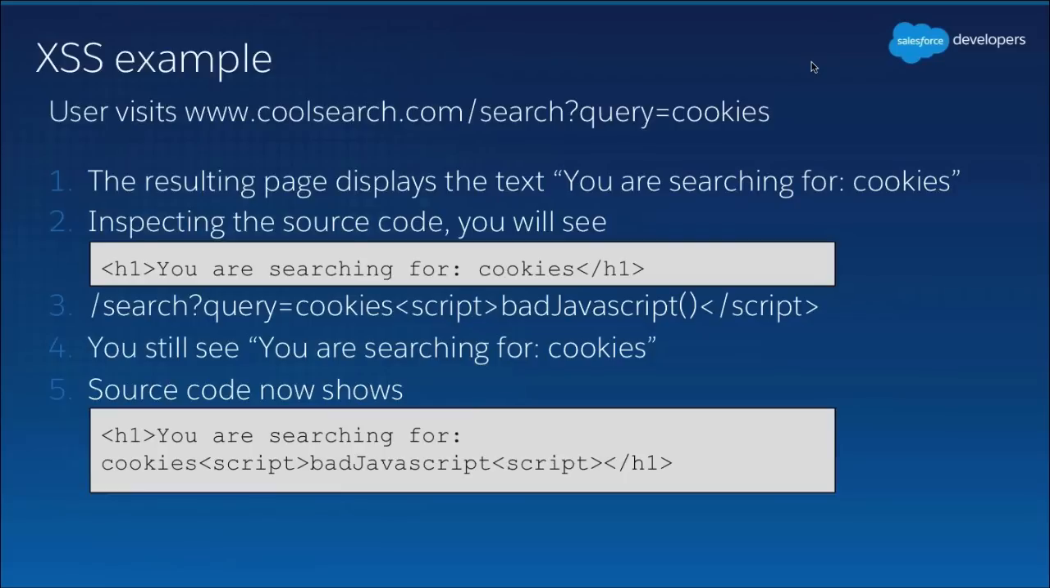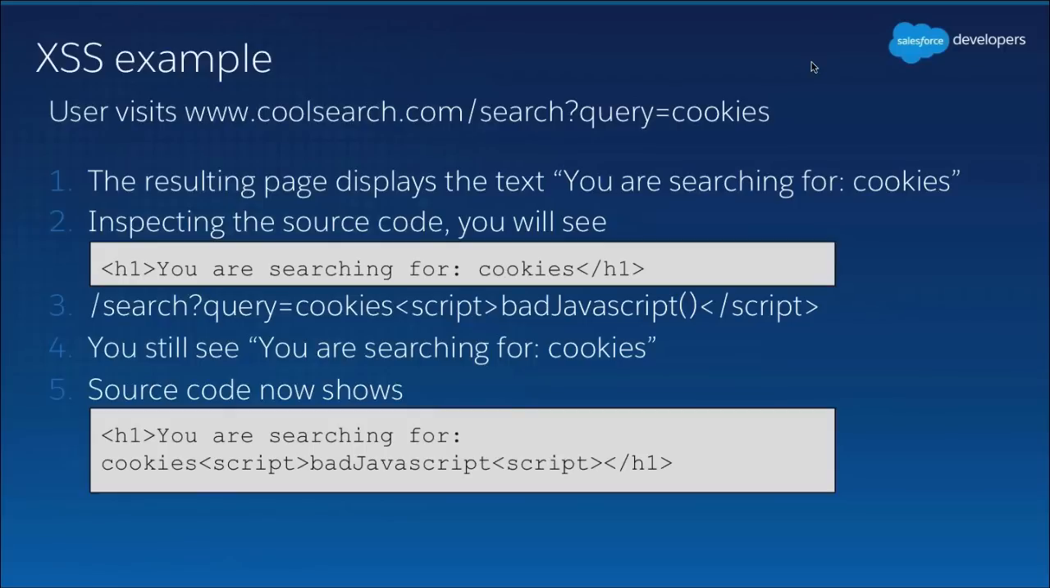Inspecting the source code for "you are searching for cookies", you see that it is embedded inside an h1 HTML block. A malicious user or someone well-versed in web development will notice that the user input, cookies, is now reflected onto the page. So what happens if you put in other text that's not simple alphanumeric and could be interpreted as control characters by the browser? Let's say, for example, script tags. So let's say the attacker enters cookies, script, bad JavaScript, and a closing script tag into the search query.